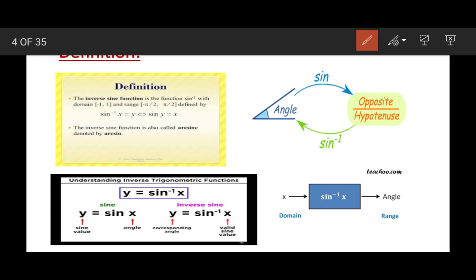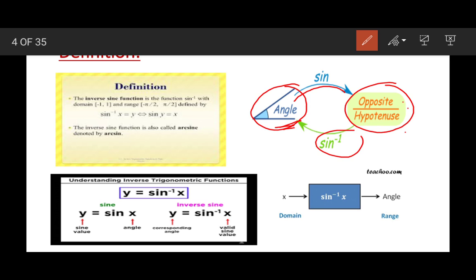In this diagram, as you can see, this angle is given. For this angle, we are finding the sine ratio. Sine ratio is opposite upon hypotenuse, right? And when opposite upon hypotenuse is given, then to find the angle we have to use sine inverse.